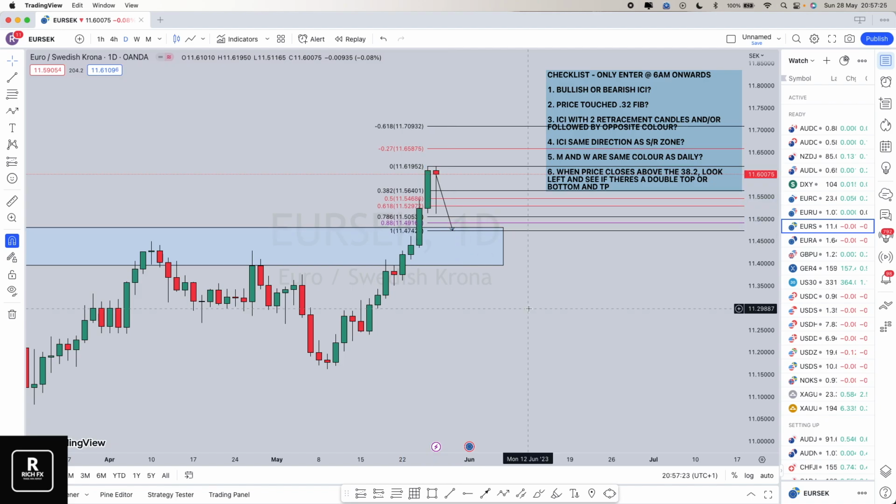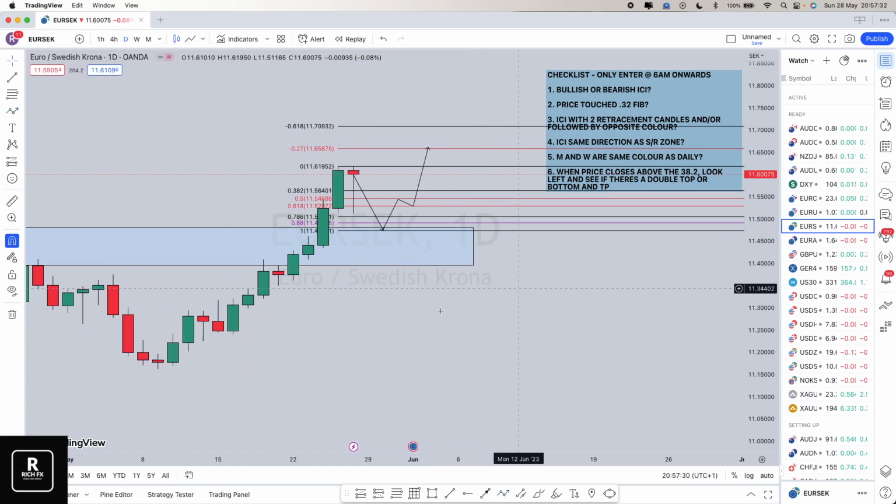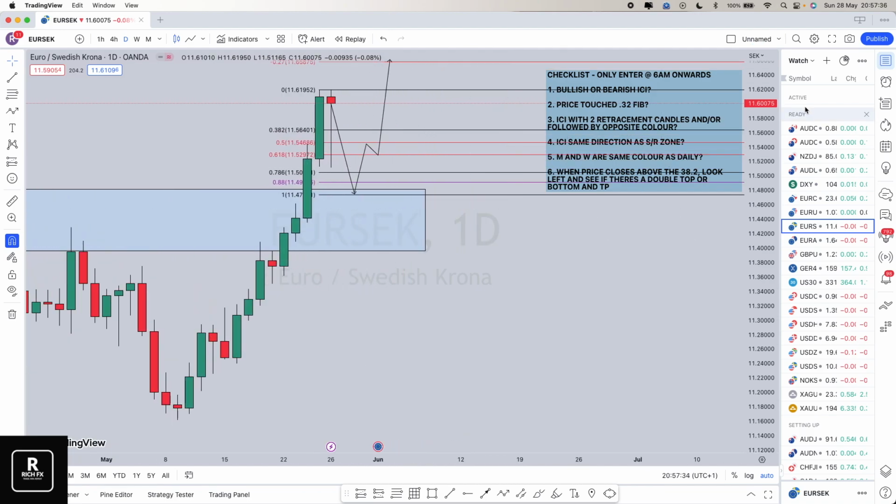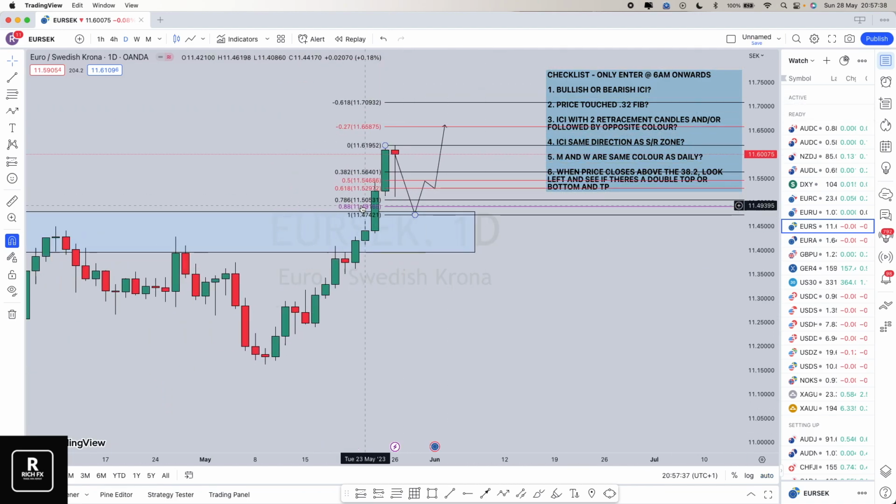Moved our fib here basically, and then from here, we want to see that break and retest of the 61.8, which is like this. I'm not sure if you guys can see this actually. Hold on. Yeah, I want to see it like that basically, once we get that second retracement candle.